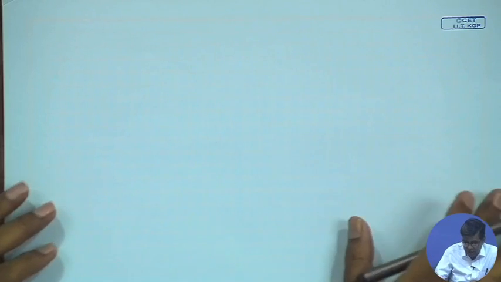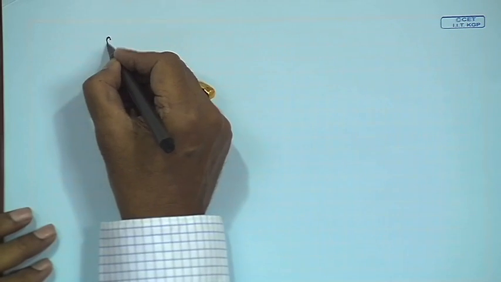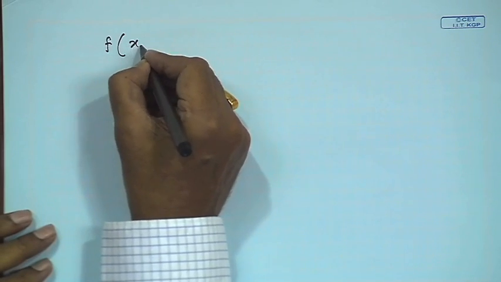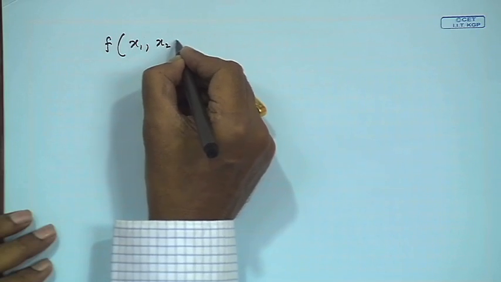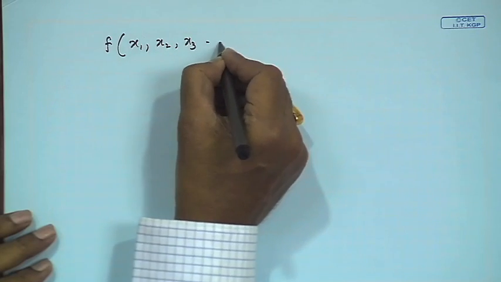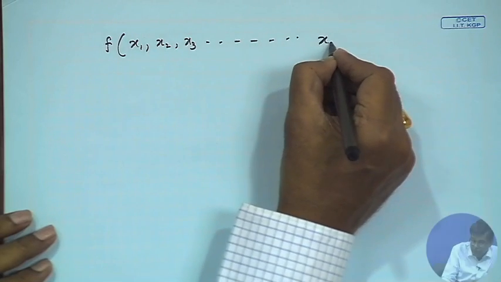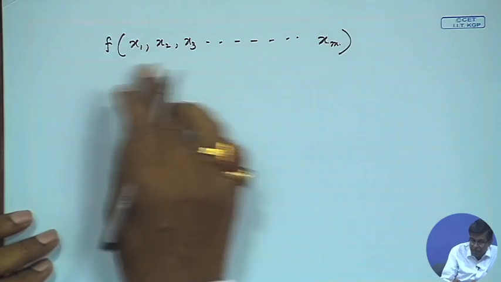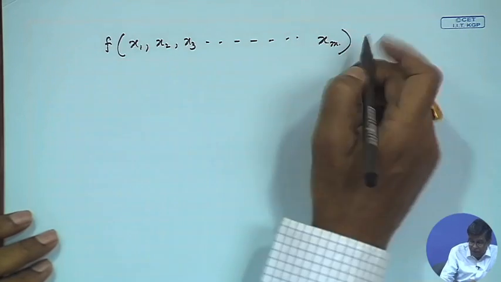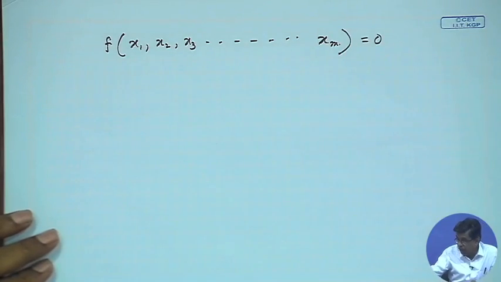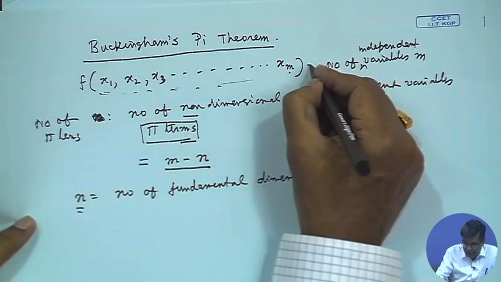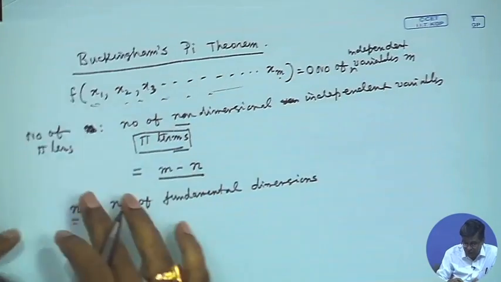Now, this can be worked out. How to find out this number of pi terms? To find this out, we have to do the following. Let us consider a problem first defined by m number of dimensional physical variables. A problem is defined by this, meaning here it has to be made 0, an implicit functional relationship.